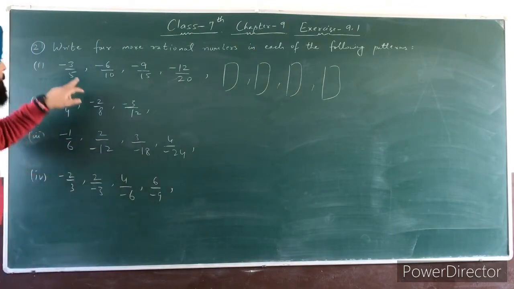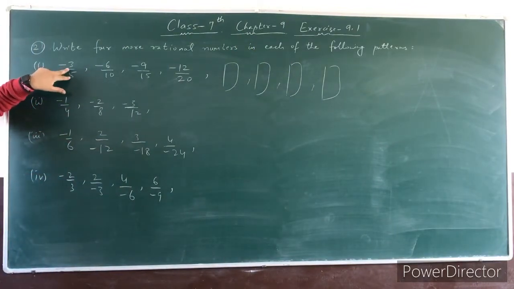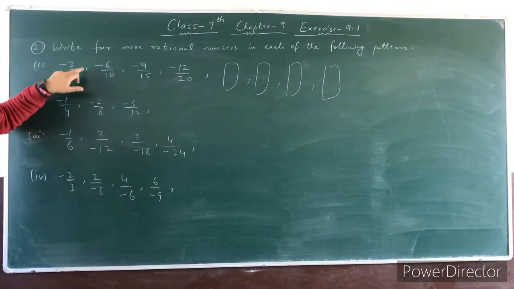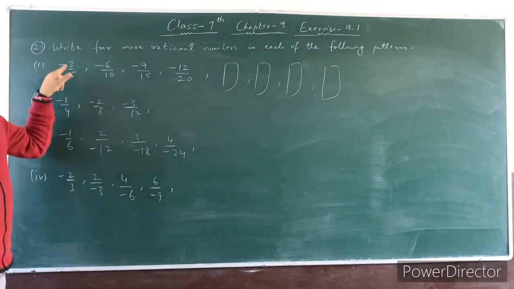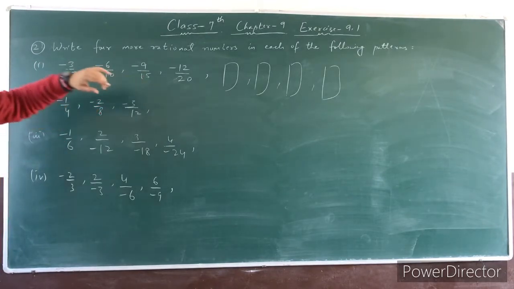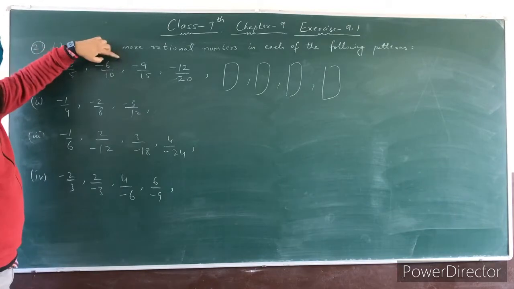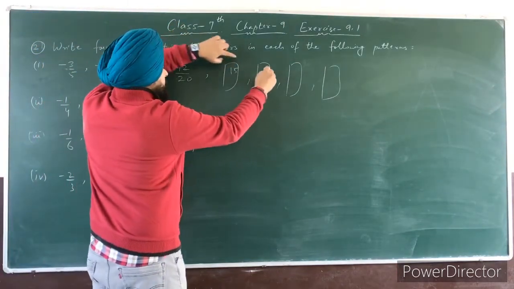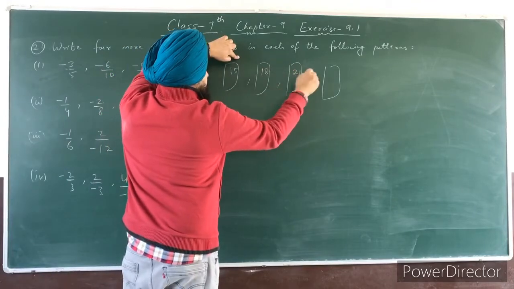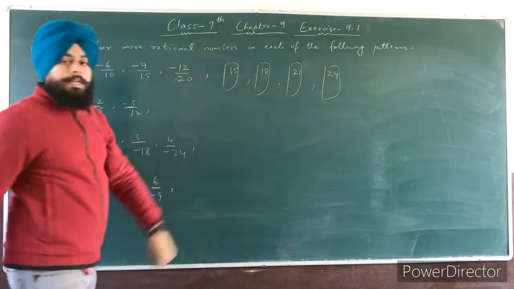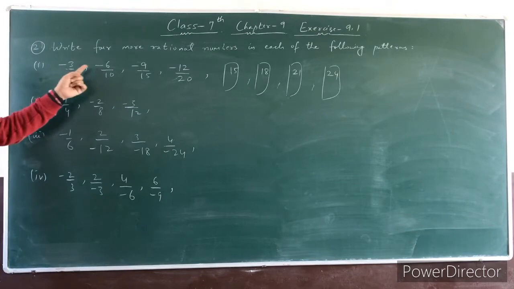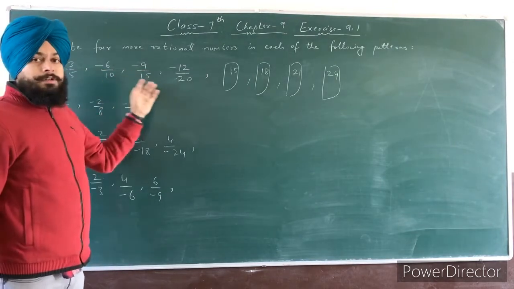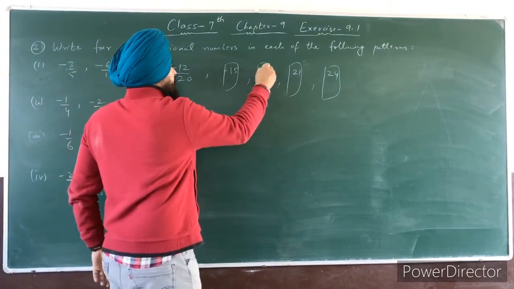So the first thing is to check the first rational number. The first rational number is minus 3 over 5. So you have to write the multiples of this 3 in sequence order. 3 1s are 3, 3 2s are 6, 3 3s are 9, 3 4s are 12, 3 5s are 15, 3 6s are 18, 3 7s are 21, 3 8s are 24. Now you can see the negative sign comes in all these rational numbers, so you have to put a negative sign.